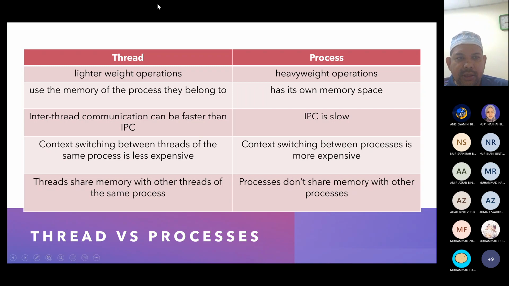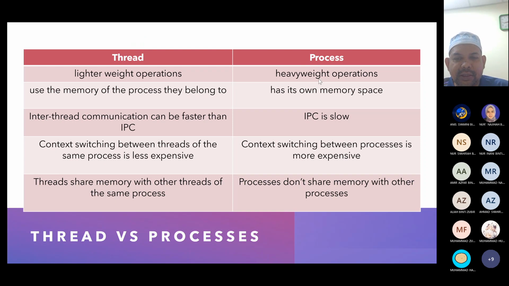Okay. Ya ini thread versus proses kan. Thread versus proses. So apa beza dia? Thread lighter weight operation, proses heavy weight operation. Kan dalam proses kan ada banyak thread kan. So proses ada own memory space, kena ingat tu. So thread macam mana? Thread dia pakai memory space yang dekat proses lah kan.